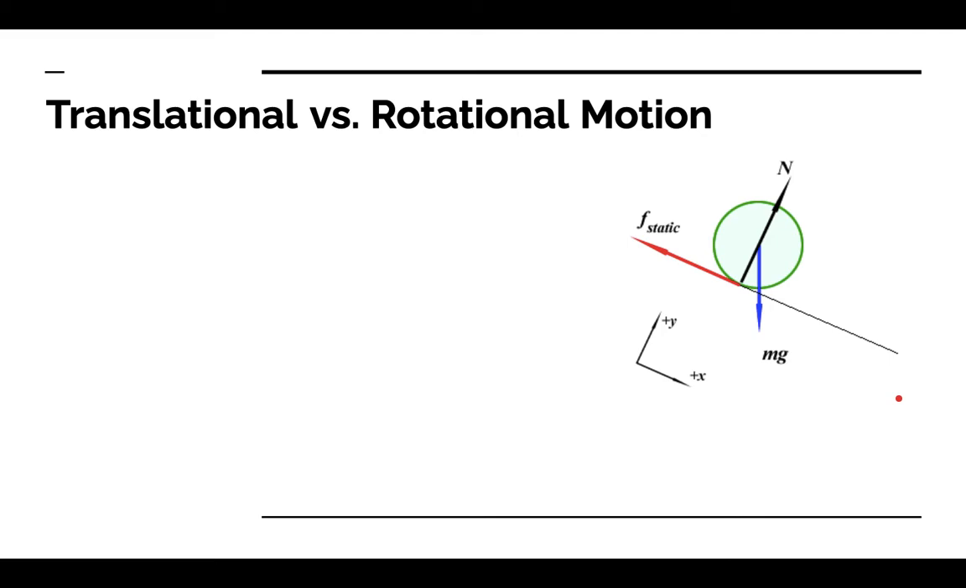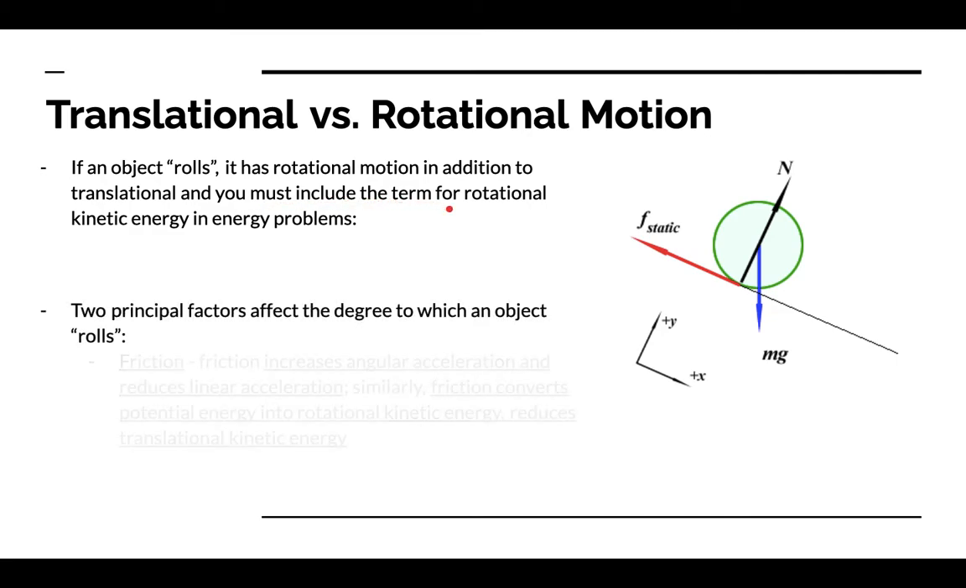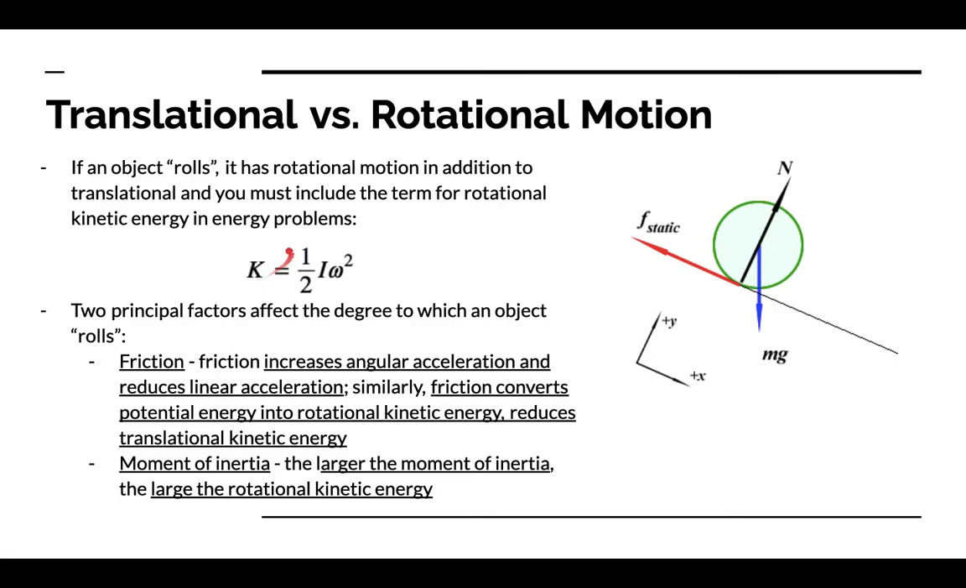So, translational versus rotational motion. If an object rolls, it has rotational motion in addition to translational. And you must include the term for rotational kinetic energy in energy problems. It'll pop up here in a second. K equals 1/2 I omega squared.